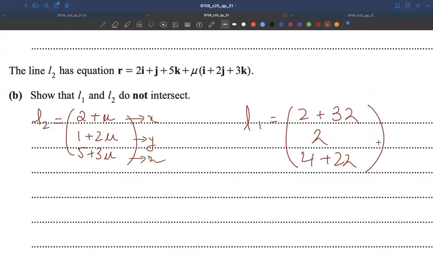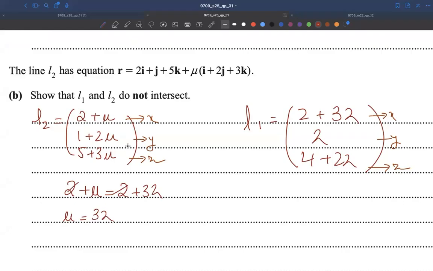Similarly for L1 as well. So we'll equate the equations for x and y, find the value of lambda and mu. And when we substitute it into the z equation, if it does not come out the same, it means they do not intersect. So the first equation would be 2 plus mu is equals to 2 plus 3 lambda. 2 and 2 cancel, so mu is equals to 3 lambda.